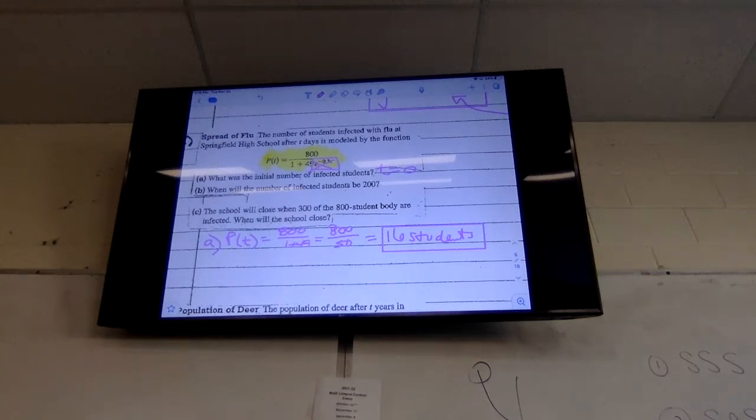Questions yet? Letter B says, when will the number of infected students be 200? Where does 200 go? Not for t. Because t is in terms of time, so 200 is how many students. So we're going to say 200 equals this big equation, 800 divided by 1 plus 49e to the negative 0.2t. And we're going to plug this into the calculator and graph these two. One of them is going to be your y1, one of them is going to be your y2, and we're going to see where they intersect each other. So I just said 200 equals that big equation I had from the top.